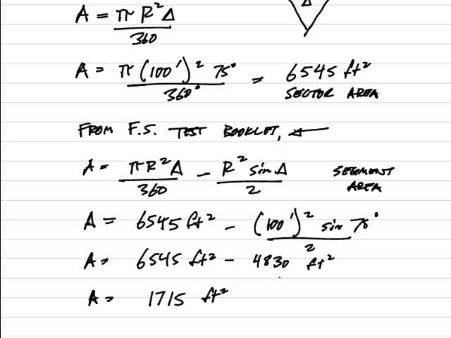Does this make sense? Well, yes, because the area of the triangle that we're taking out is very similar in size to the sector. The remaining segment should be a bit smaller in this case, shouldn't it? So, fairly simple area problem, one that you can expect to see some variation on in your Fundamentals of Surveying exam, but my point with this is for you to be familiar with the formulas given in the Fundamentals of Surveying test booklet.